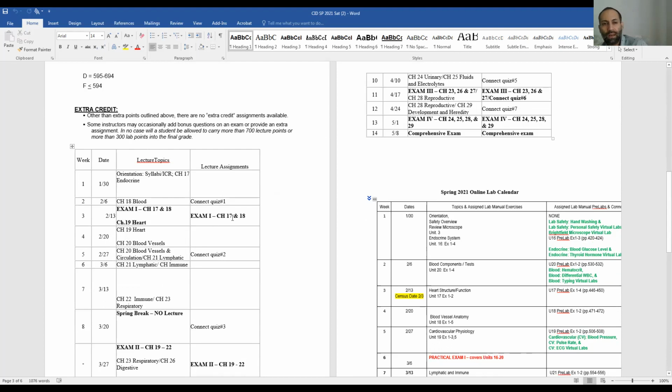So some of the important dates to pay attention to, again, is when you see these quiz dates here, for example, it says Connect Quiz 1. What that means is on the 6th of February, as you see here, after we are done with our lecture on blood, you should be in good shape to take Connect Quiz 1. So these are recommended dates for taking your quizzes, okay? Again, this is not mandatory.